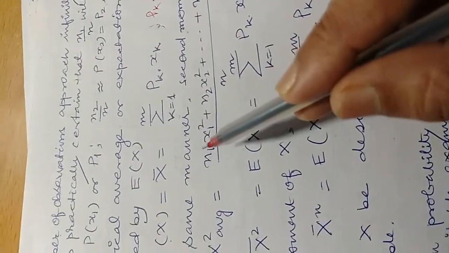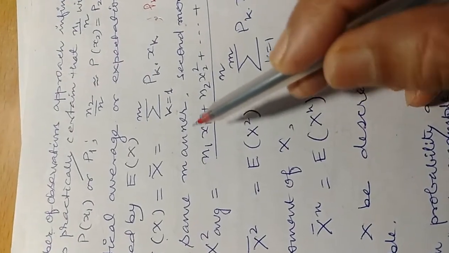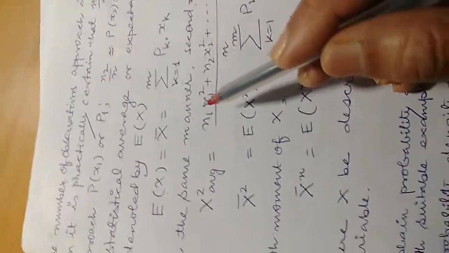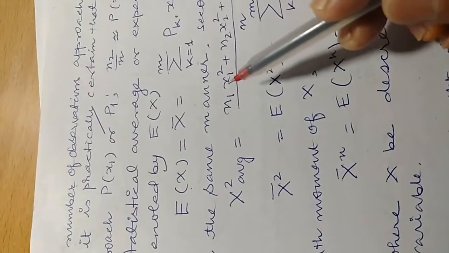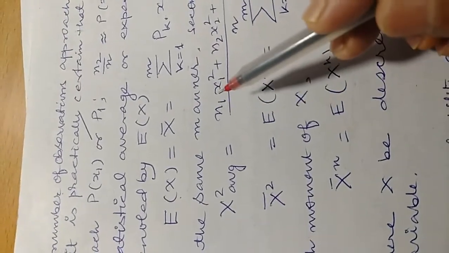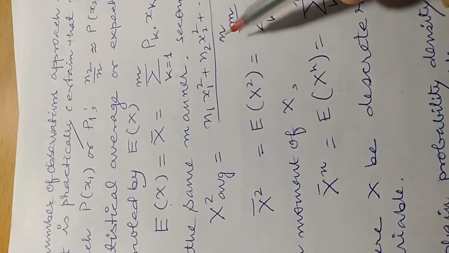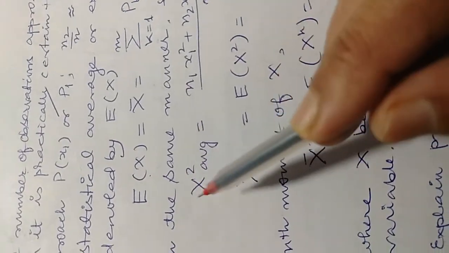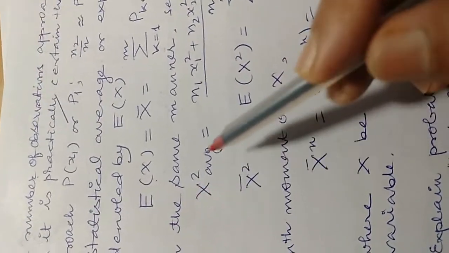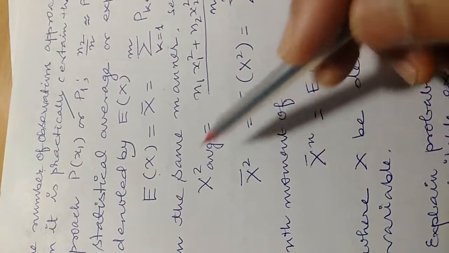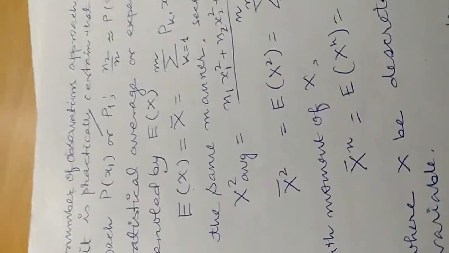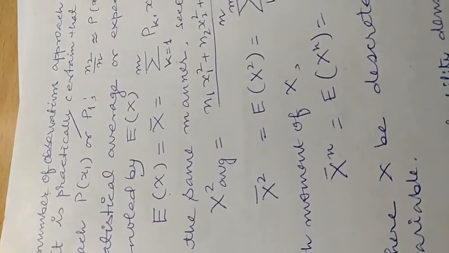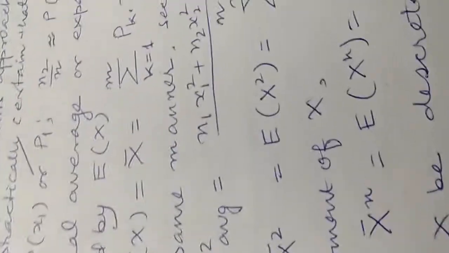Then if you take the square of those observed values, multiply each by its corresponding number of times, add them, and divide by the total number of observations, you get the second order moment, or the average of the squares of the experimental values. Next, similarly, you can write the nth order moment.